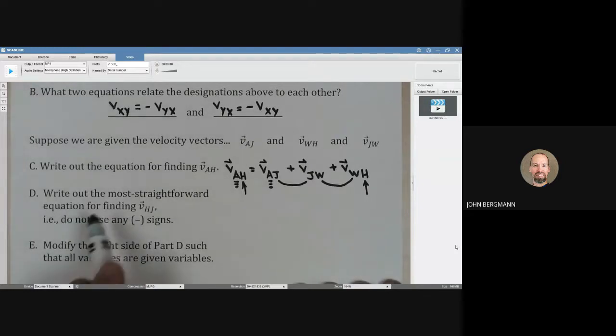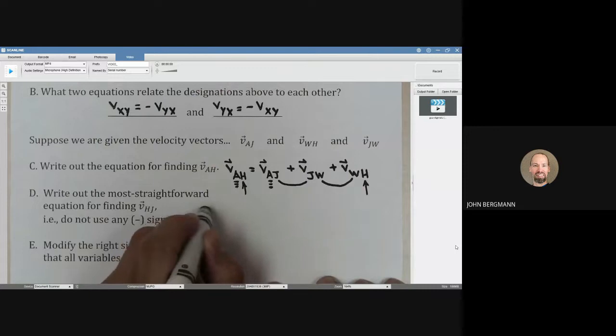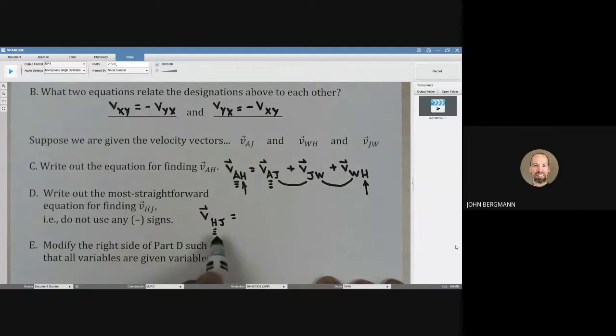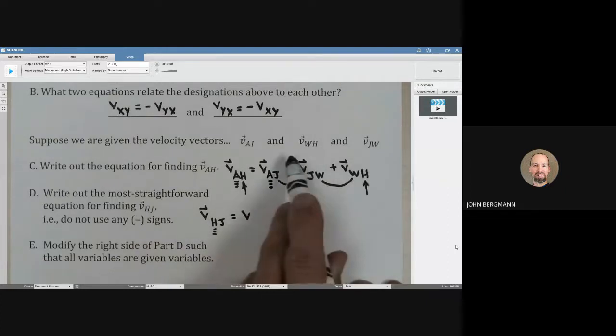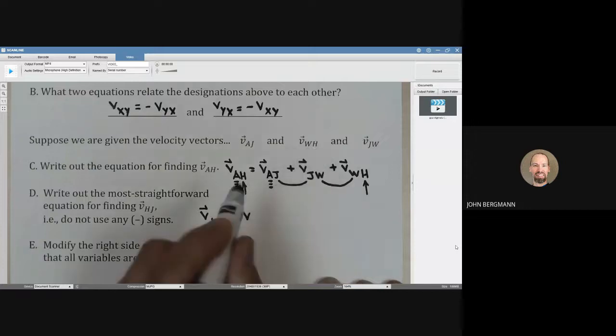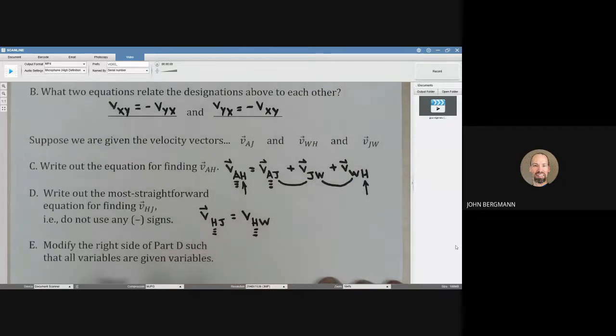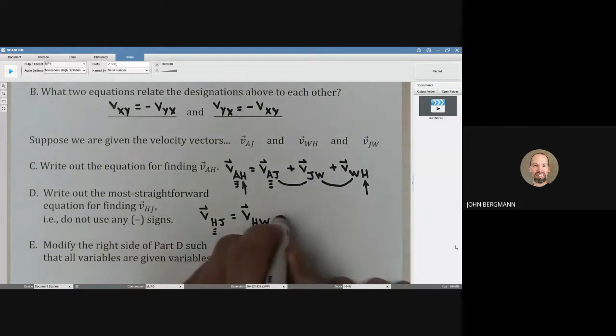Let's try this one. Let's write out the most straightforward equation for finding VHJ. Do not use any negative signs. Okay, so VHJ, the first vector that we need to write needs to have H first. Now, what's given? None of them have H first, but this one does have an H in it. So instead of WH, I'm going to write HW. The first letter here has to match up with the first letter of what we want. Now we're not done because we need to end with a J, so we need to add another vector.